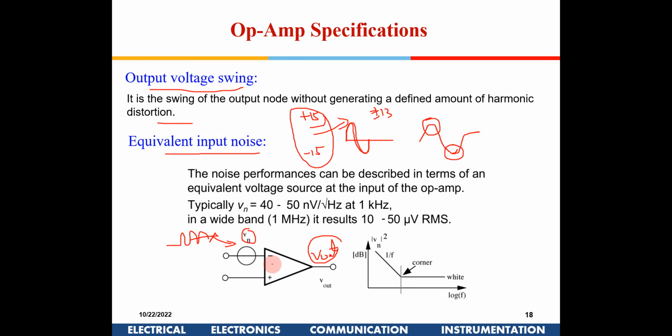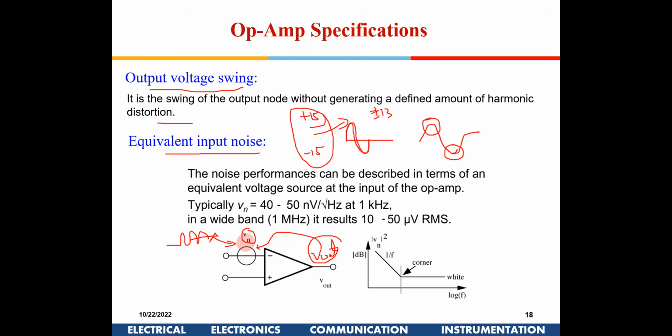Although the noise generated within the amplifier will be seen only at the output, this noise is not an actual noise at the input. You can't measure this noise here; you can measure only the noise at the output. But we refer this noise to the input by Vout divided by gain. That is known as input referred noise.